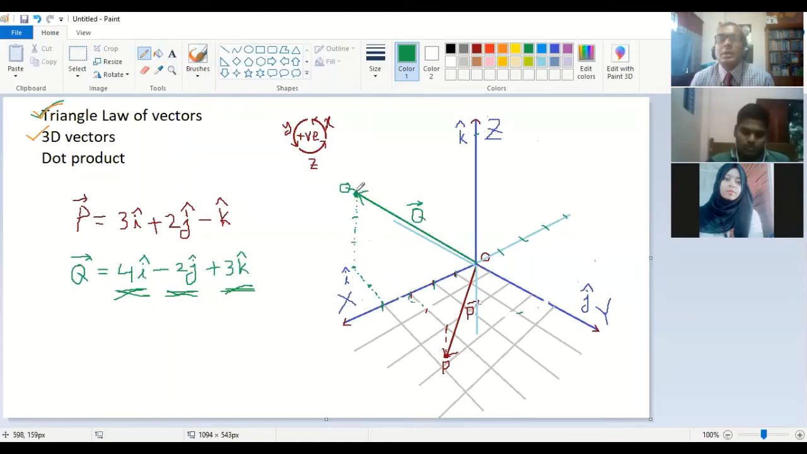Okay. And if you think about the point, what will be the coordinates of this point? Then you will write 4, then comma, then minus 2, then comma, then 3. That will be the coordinate of that point. Three-dimensional coordinate, x, y, z. If you think about the coordinates of P point, then what will be the coordinates of P? 3, 2, minus 1. Exactly, 3, 2, minus 1. So that will be the coordinates of the P point with x, y, z, 3 things.